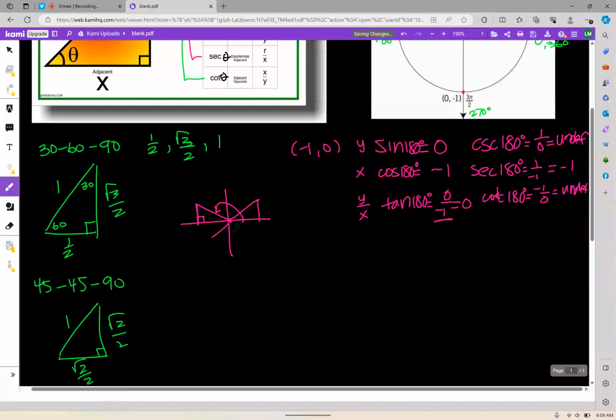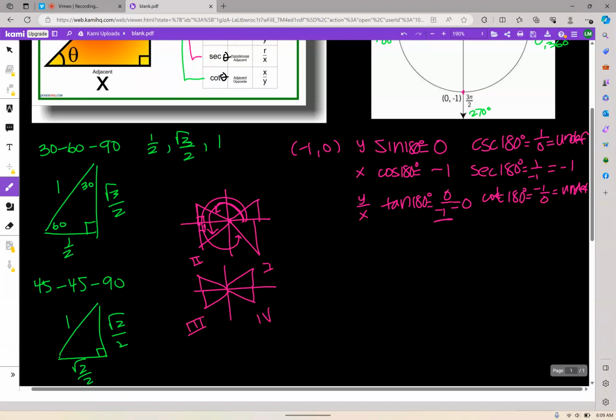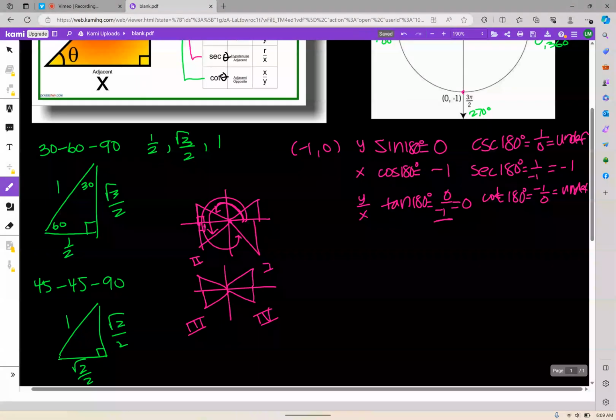If I'm in the third quadrant, there's my terminal side. I will draw my line up to the x-axis to get my right triangle. If I'm in quadrant 4 with the terminal side, I'll draw back up to the x-axis. So think of it as a bow tie. This is what your triangles are going to look like in the first, second, third, fourth quadrants. Okay? All right. So let's do the 6 trig ratios.